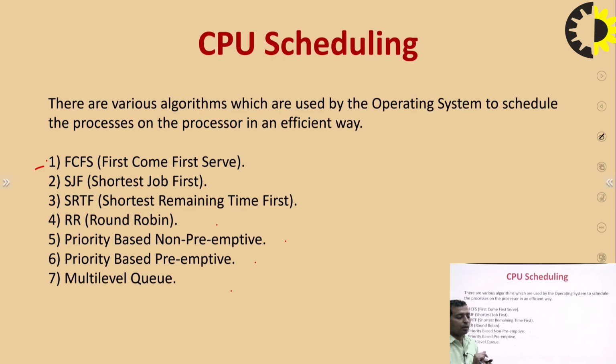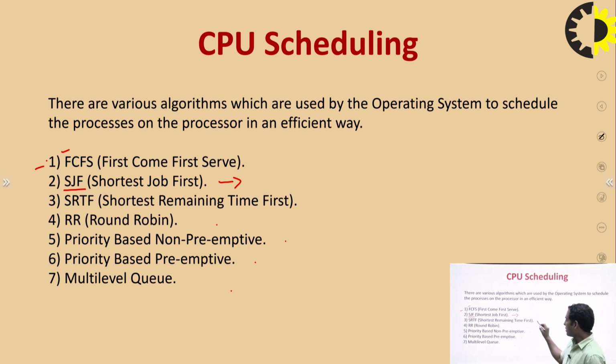If a process has started running, it first completes its execution, and then another process will be allocated to the CPU. This is the approach of FCFS scheduling. Now the SJF, shortest job first. If there are many processes, then the process which has the smallest running time will execute first. Among the available processes, the process which has the smallest running time or burst time will execute first. This is the approach of SJF.